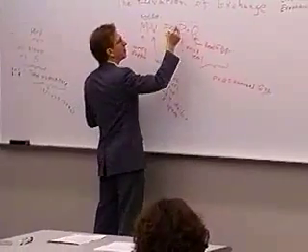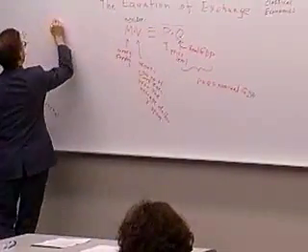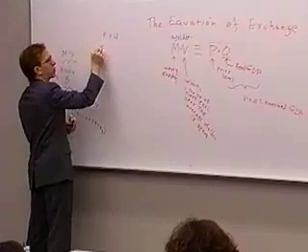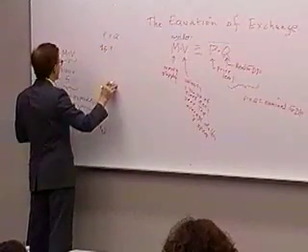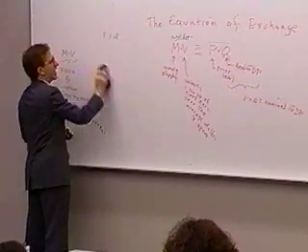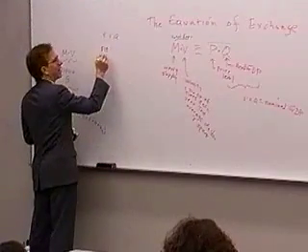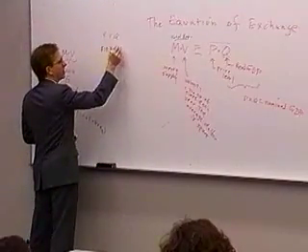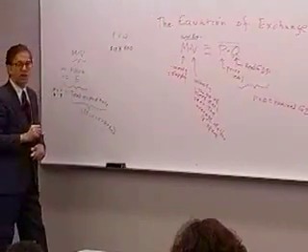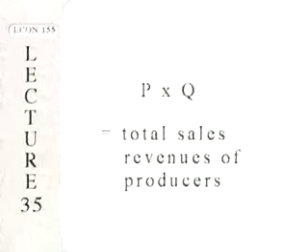And so P, let me put it up here, P times Q. Let's say the average price is $10 and you sell 500 units. Then this would be your total sales receipts. So over here, P times Q, total receipts from sales.